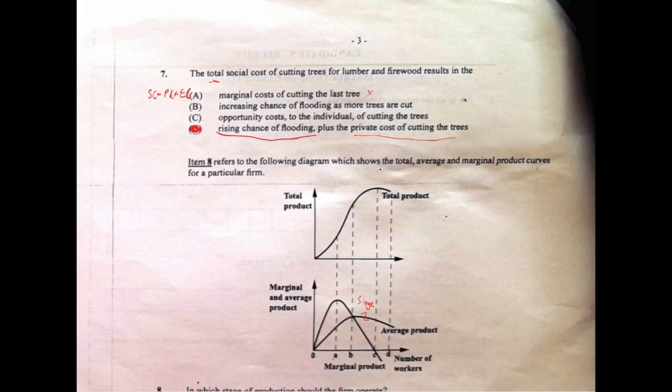Okay, let's move on to 7. The total social cost of cutting trees for lumber and firewood produces D: the rising chance of flooding plus the private cost of cutting down trees. Remember, social cost refers to the summation of private costs plus external costs. I have it right here: SC is equal to PC plus EC. So any response that gives you the external cost, flooding, and the private cost of cutting the trees would be your answer.